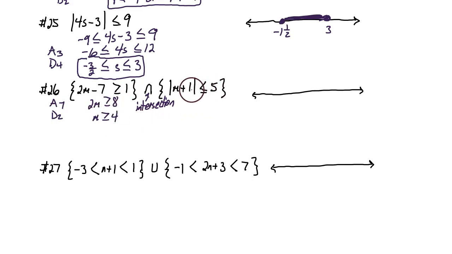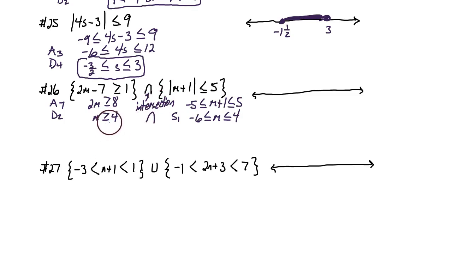Now this one here, this is an absolute value with a less than symbol. So you write -5 less than or equal to m plus 1 less than or equal to 5. Now subtract 1. You get -6 is less than or equal to m, which is less than or equal to 4. And again, we're doing an intersection to join these.